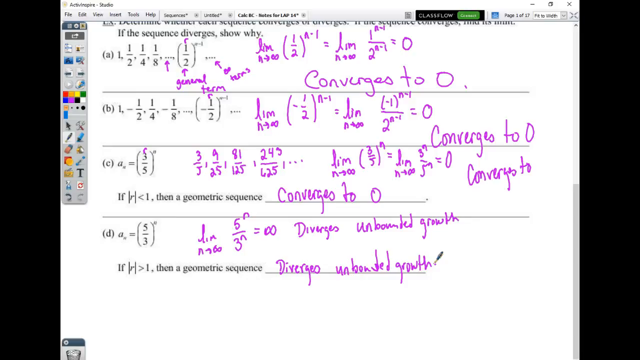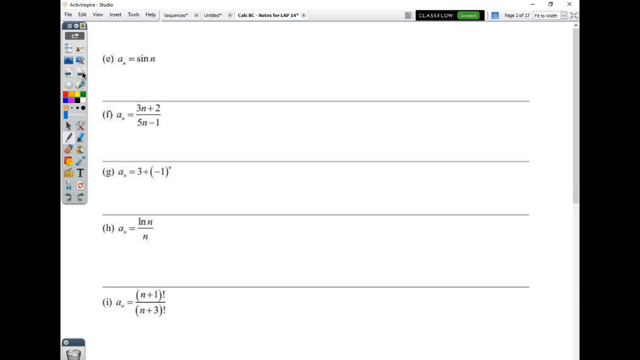Unbounded growth is probably the easiest out of all of the problems that we're going to deal with. Unbounded growth is fairly simple to see. But that is not the only thing that could happen. You should know. Turn the page. The first one's going to be a trig question. So let's look at this.